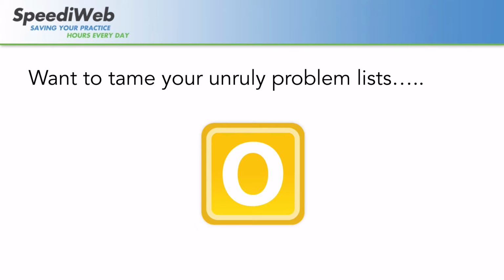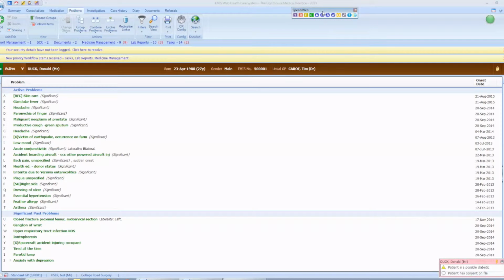In their case, the CCG funded some money to buy SpeediWeb to speed the process up. They suggested that we were able to create something that moved from significant active to minor passed in one step. So that's what we did. You can see it in action here.